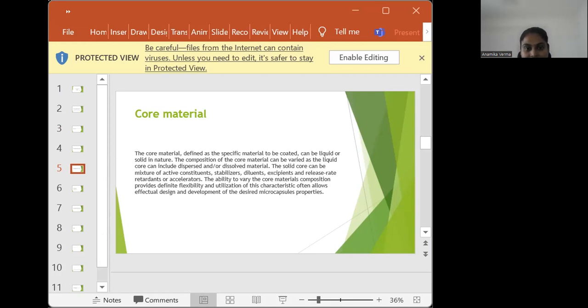Now, what are the disadvantages of microencapsulation? First, it is a very expensive technique. Second, it causes reduction in shelf life of hygroscopic agents. Third, the microencapsulation coating may not be uniform, which can influence the release of the encapsulated material.